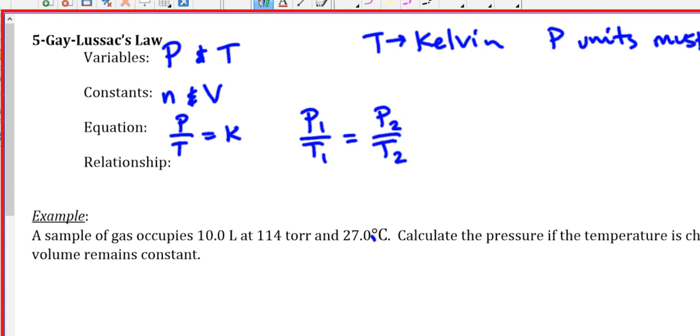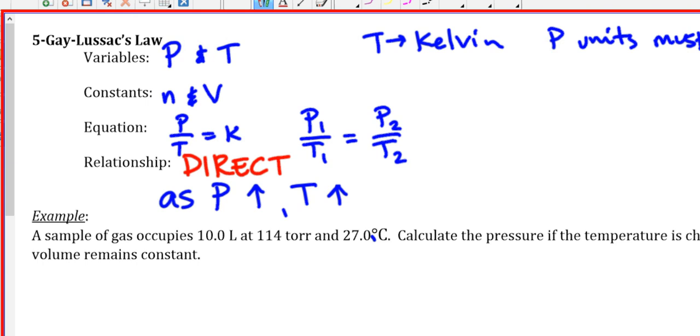Multiplying was inverse in Boyle's law. In Charles' law, the two variables that were being dealt with were being divided, so that was direct. And these are also being divided, so this is also direct. So as pressure increases, temperature increases. Let's write that nice and big. This is also direct, so they are the same. As one goes up, the other goes up, and vice versa.